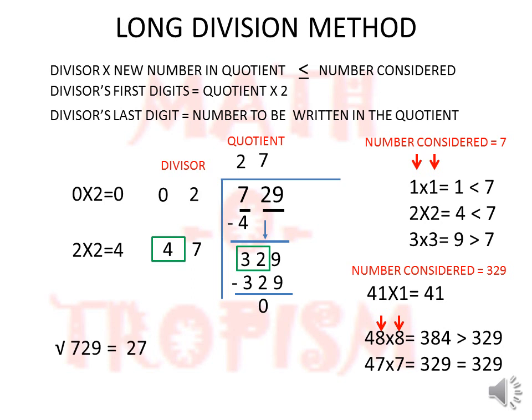So the square root of 729 is equal to 27.